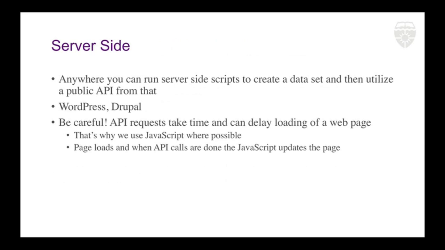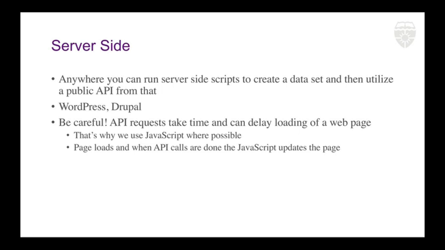Don't go back and say, well, Chad said it's okay for me to host this on DreamHost or Dropbox or anything like that. I'm not saying that at all. So anywhere you can run server-side scripts to create a data set and then utilize a public API from that is a great spot. And again, Drupal, WordPress, AWS. With AWS, you don't even need to host scripts. They have Lambda, where you can send a request and it just does a script on the fly or something like that. I haven't worked with it, but it is available.